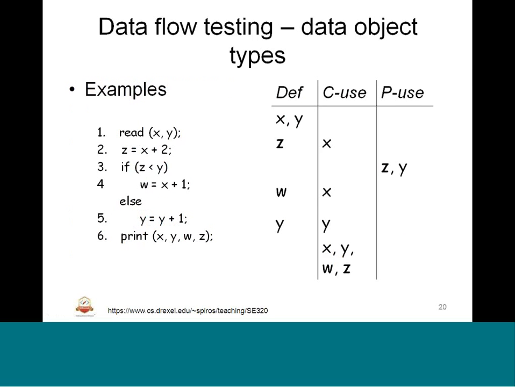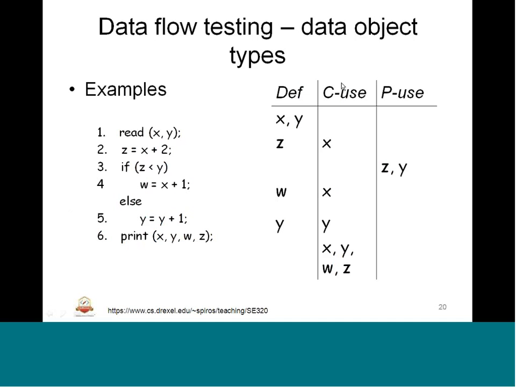This is a small example program. Read x, y, z equals x plus 2, if there is a condition. So this is a printf statement. And how are we going to segregate the different types of data objects here? X and y are defined with the help of the read function. Z is also a defined one. W is another one. Y is another one.